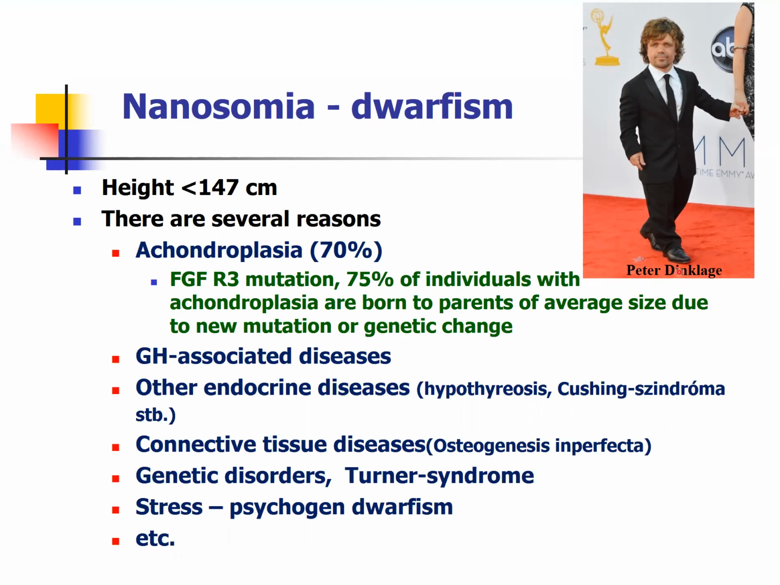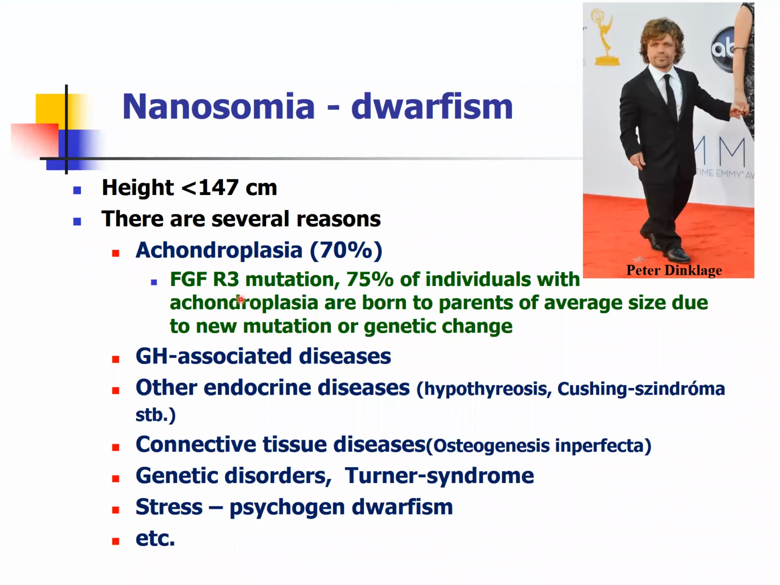Now, the most common cause of dwarfism or nanosomia, as you see here in the picture with Peter Dinklage, is achondroplasia, about 70% of the cases. This is a mutation of the FGFR3 receptor, and 75% of children with achondroplasia are born to parents of average size due to the new mutation or genetic changes, so it's not an inherited one.